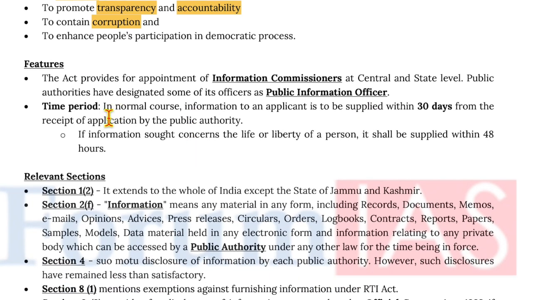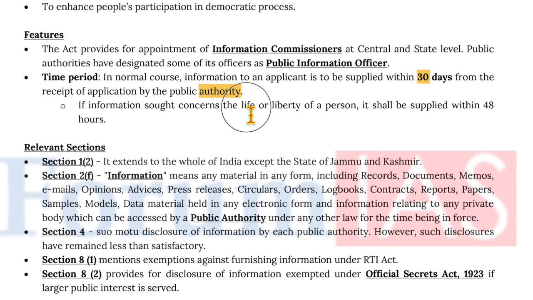Now, the time period is in normal course. Information to an applicant is to be supplied within 30 days from the receipt of application by the public authority. If information sought concerns the life or liberty of a person, it shall be supplied within 48 hours. So, in emergency cases, it can be supplied in 48 hours. Otherwise, the time limit provided is 30 days.